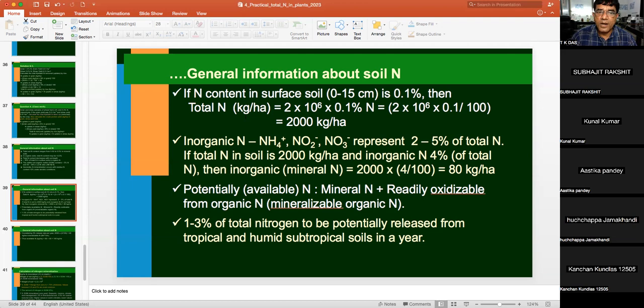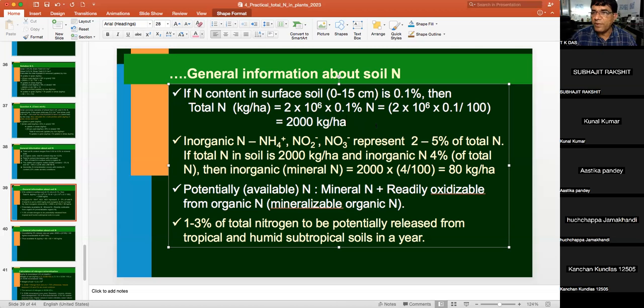So then total nitrogen in kg per hectare will be, you can take the soil weight 2 into 10 to the power 6 into 0.1%, like you have just done in case of grain and mixture uptake. So here also you straightway multiply by 0.1%. 0.1% means 0.1 divided by 100. So 2 into 10 to the power 6 into 0.1 divided by 100, you get 2000 kg per hectare.